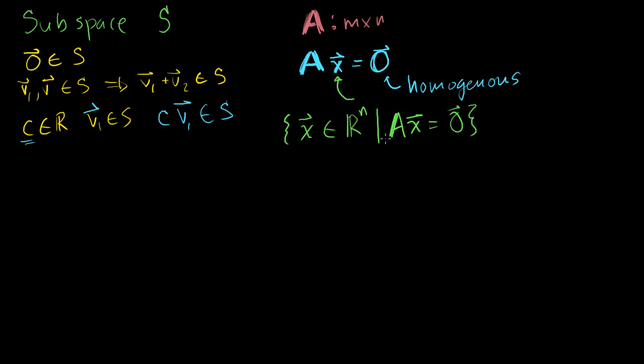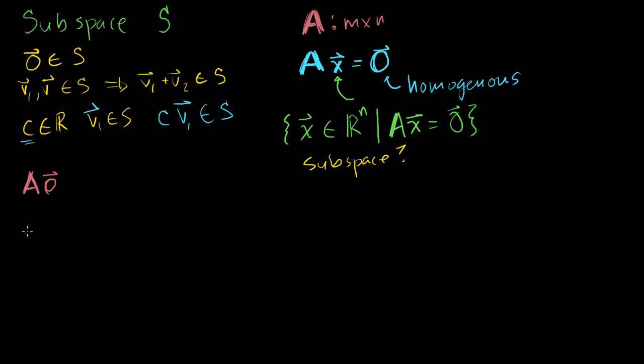So my question is, is this a valid subspace? The first question is, does it contain the 0 vector? Well, in order to contain the 0 vector, it must satisfy this equation. So what is any m by n matrix A times the 0 vector?